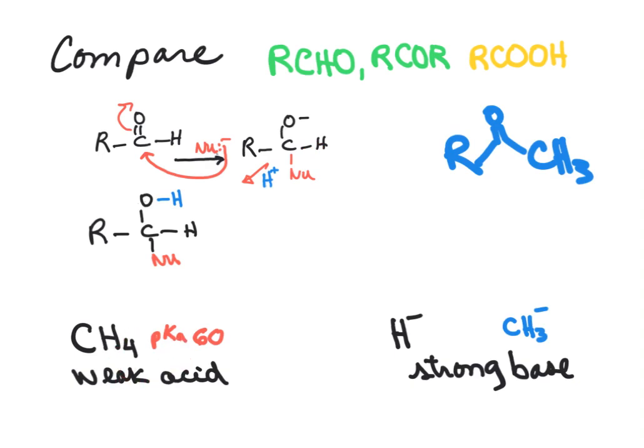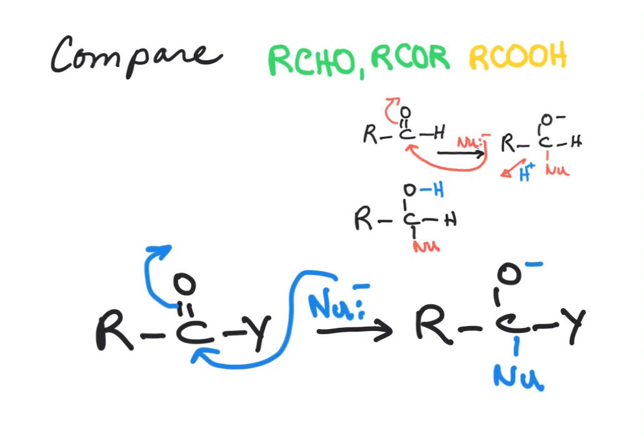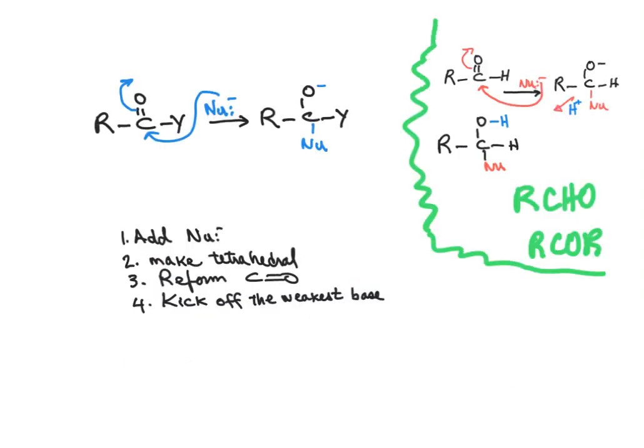Methane pKa is 60. It is a very weak acid. Therefore, the carbanion and the hydride ion are both poor leaving groups. The starting point of the addition of a nucleophile to a carboxylic acid derivative is similar to that of aldehydes and ketones. You add the nucleophile to the carbonyl, you are going to form a tetrahedral intermediate, but the tetrahedral intermediate will collapse when the carbonyl is reformed, kicking off the weakest base.